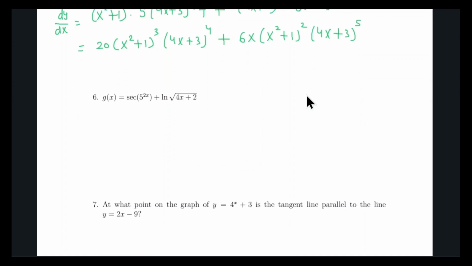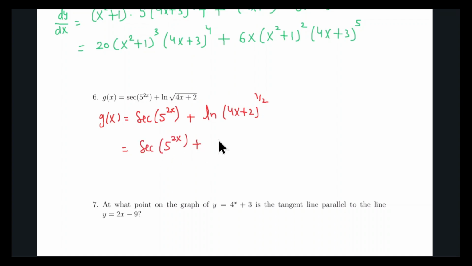Okay, another one we have, question number 6. Once again guys, whenever I see a log, I have a tendency to always check whether I can simplify it further or not, and it looks like I can, because natural log of the square root of 4x plus 2 can be written as (4x plus 2) raised to 1/2, and log has a property that if the inside is raised to a power, then the power is thrown outside. So this will look like secant of 5 raised to 2x plus 1/2 drops outside, and then natural log of 4x plus 2.